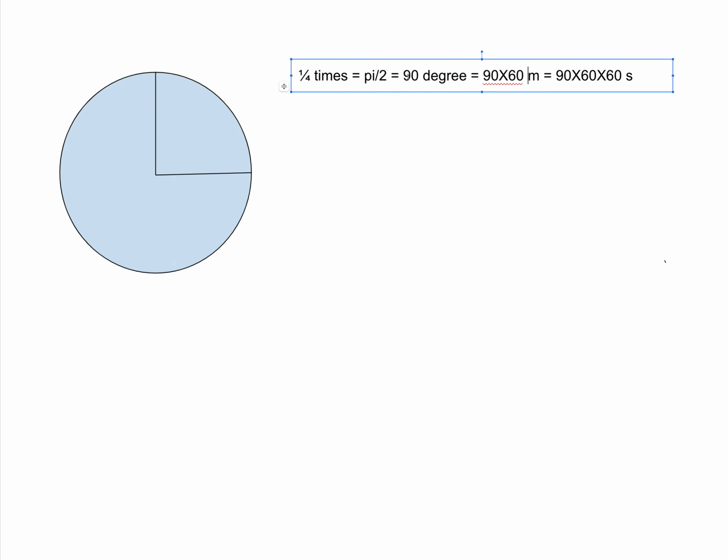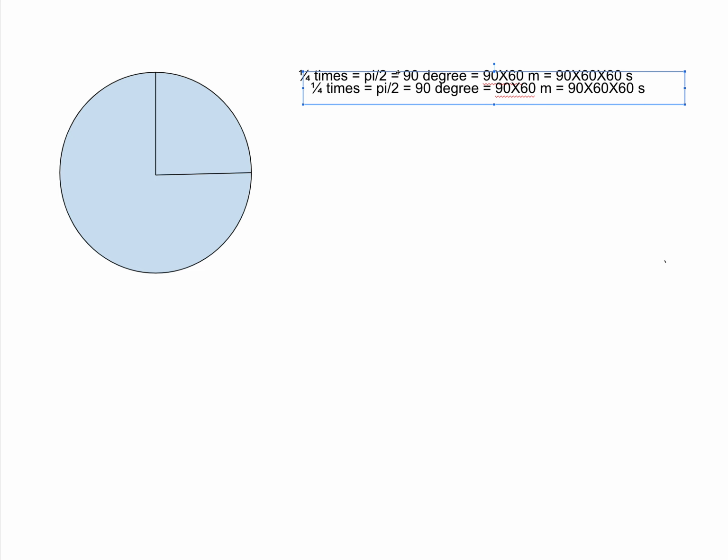It is like 1 rupee is 1 multiplied by 100 paisa. So 1 rupee is 100 paisa. It is that kind of way you can try to understand. So this is the equation. You now know that pi by 2 is 90 degree, and 90 degree is equal to this many minutes, and this many minutes is this many seconds. In the same way, I can just copy it here and paste it here.